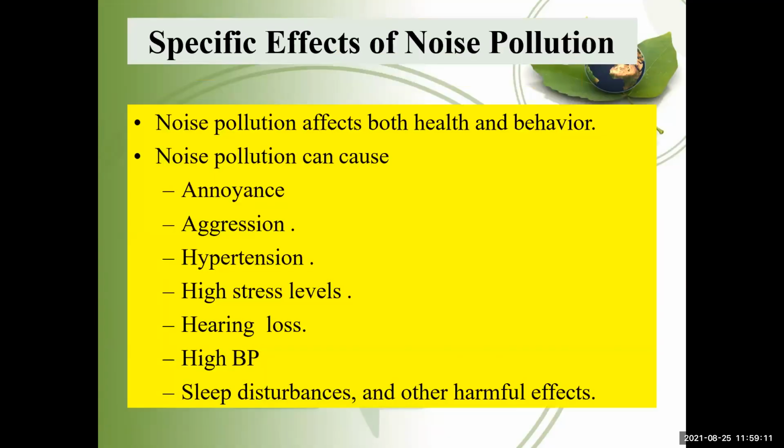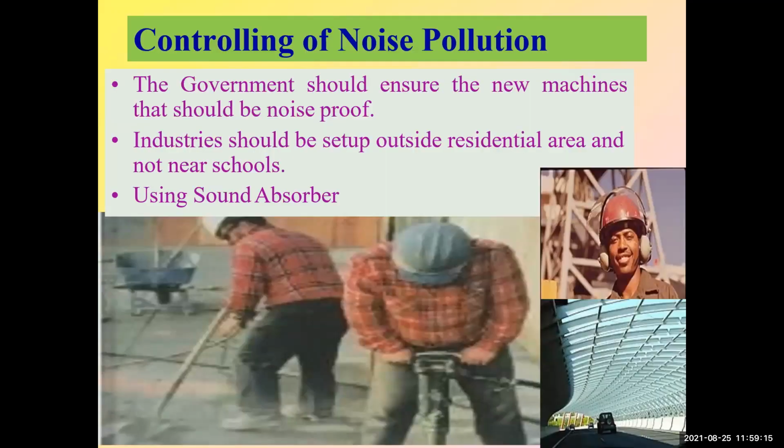So, any doubt about noise pollution and light pollution? The image shows a vibrator used during construction time. A lot of noise pollution is created by this type of activity. But many types of equipment are available in the market. This is a silent vibrator, which does not make much sound. The government should ensure that new machine technology is used at construction sites. This is the vibrating machine.